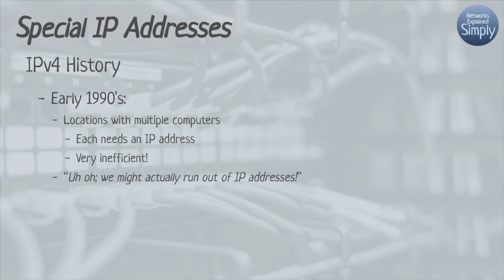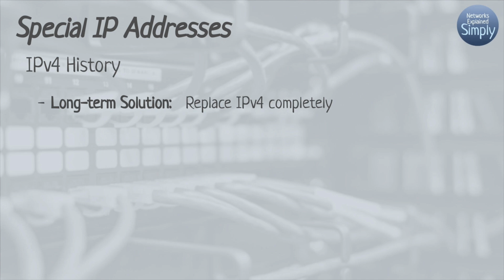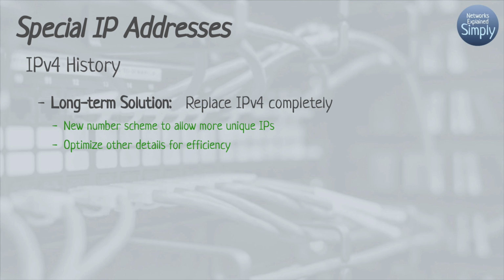So after much consideration, industry leaders decided on strategies for both the short term and the long term. In the long term, it was agreed that the best plan was to replace IP version 4 entirely with a new version of the Internet Protocol. With a new Internet Protocol, industry leaders would be able to change the number scheme of IP addresses in order to create a much higher number of unique addresses. Replacing the entire standard would also allow them to revise other details and optimize the Internet Protocol for the world's evolving needs. But this option had one major downside.